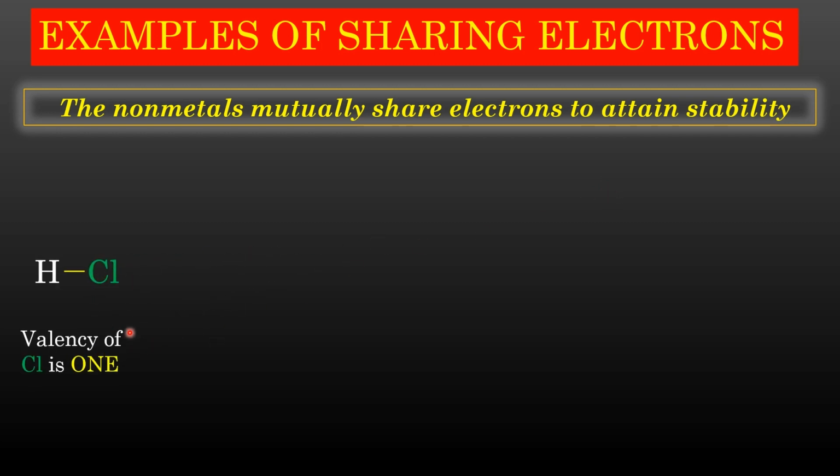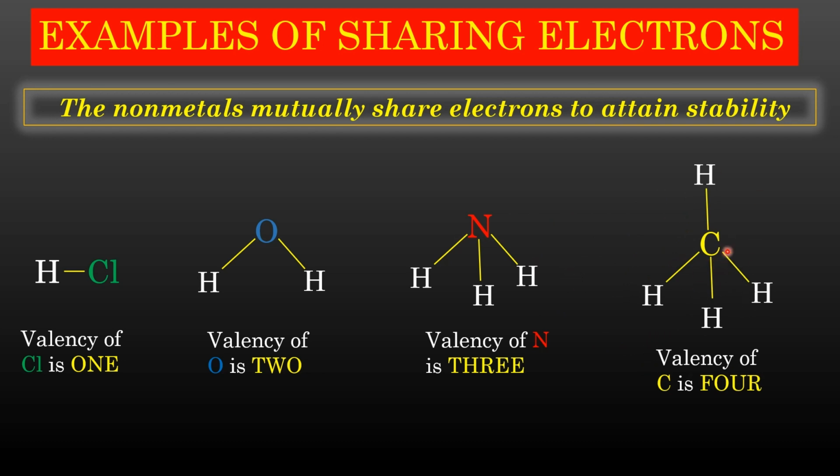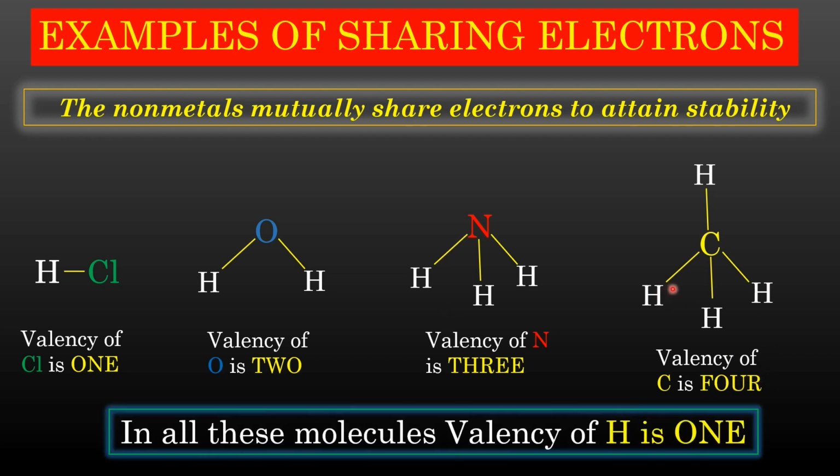For example, here HCl, hydrogen chloride. In this, the valency of chlorine is 1 because it is forming one bond with hydrogen. In H2O, the valency of oxygen is 2 because it is forming two bonds with hydrogen, meaning it is sharing two electrons. In ammonia, nitrogen is sharing 1, 2, 3 electrons, so its valency is 3. Or you can simply count the number of bonds it is forming, and that will give you the valency. Similarly, in methane, carbon is forming 4 bonds, 1, 2, 3, 4, so its valency is 4. In all of these compounds, the valency of hydrogen is 1.